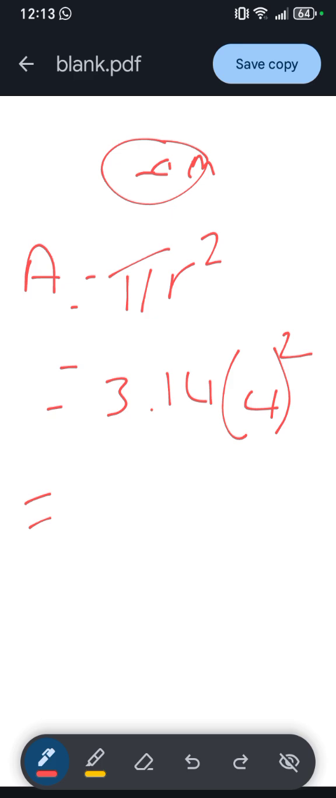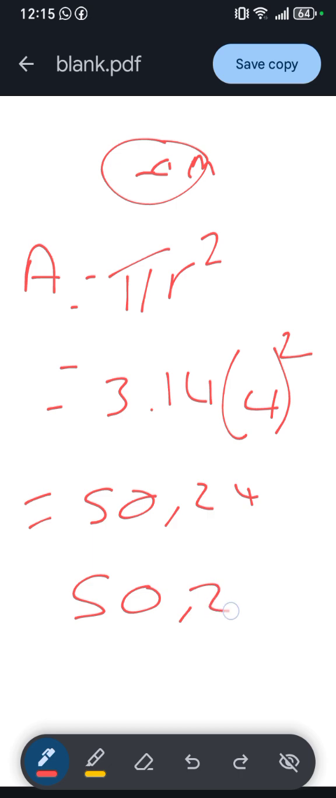So my answer here is 50.24, but they say we must put it in one decimal, right? So guys, this one can't go up to 3 because the digit is less than 5. So a final answer here will be 50.2 centimeters squared.